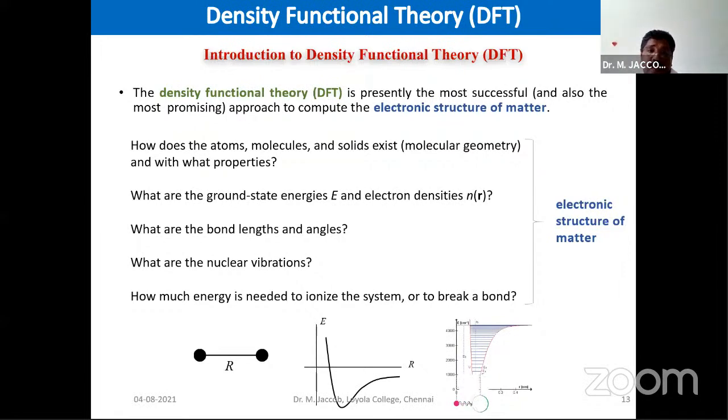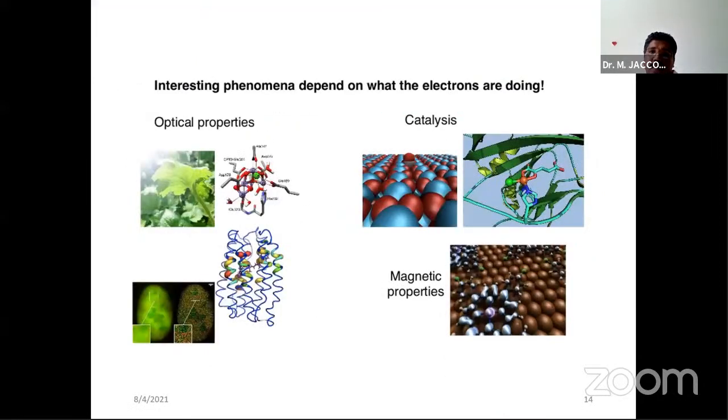DFT is very useful in studying the electronic structure of matter, especially how atoms and molecules exist in a particular molecular geometry, how the ground state energy and electronic density vary upon changing the molecule, and what the bond lengths, bond angles, and nuclear vibrations are. How much energy is needed to ionize the atom or molecule or break a bond. These are all the things.